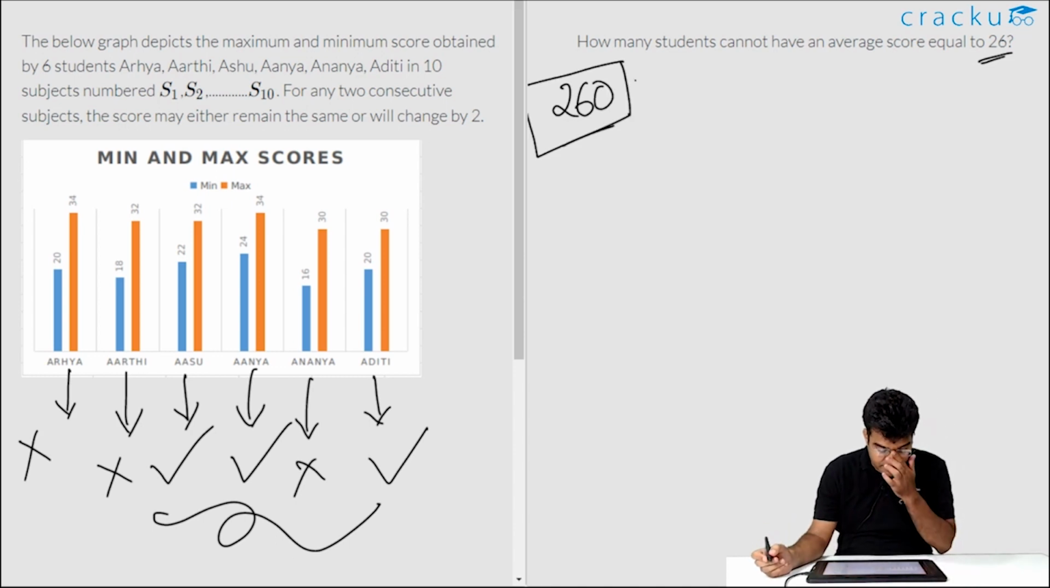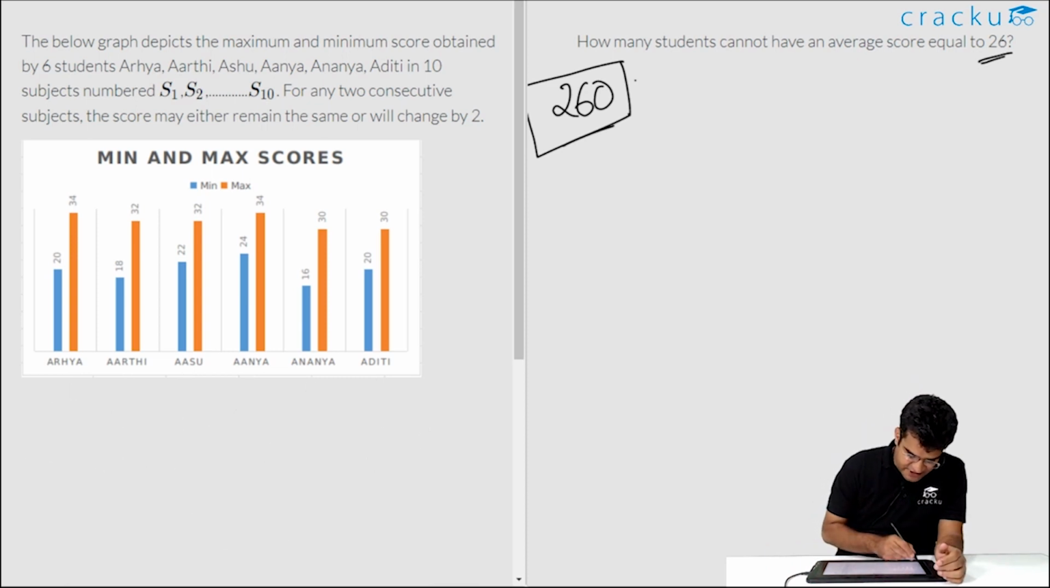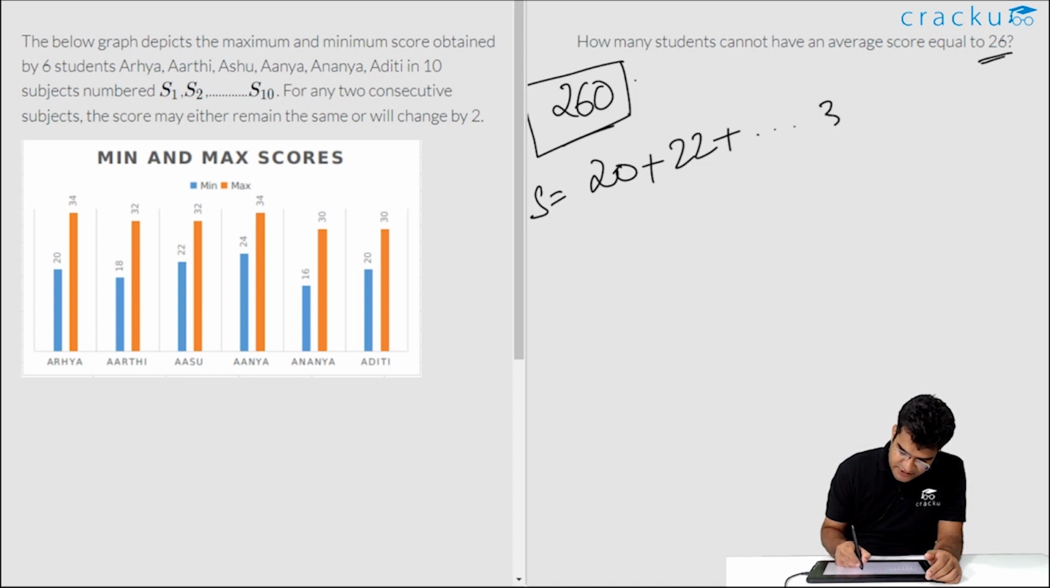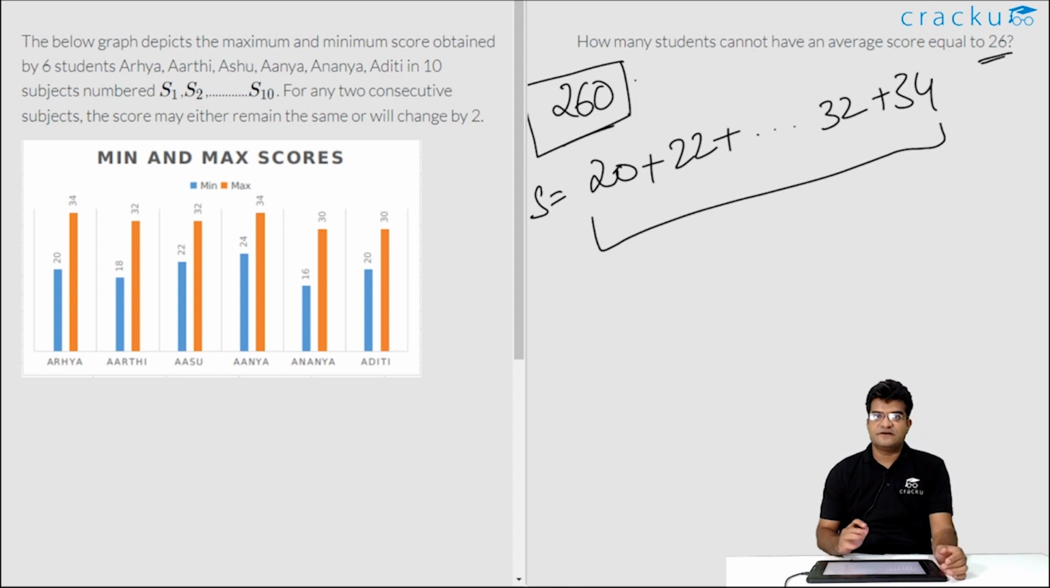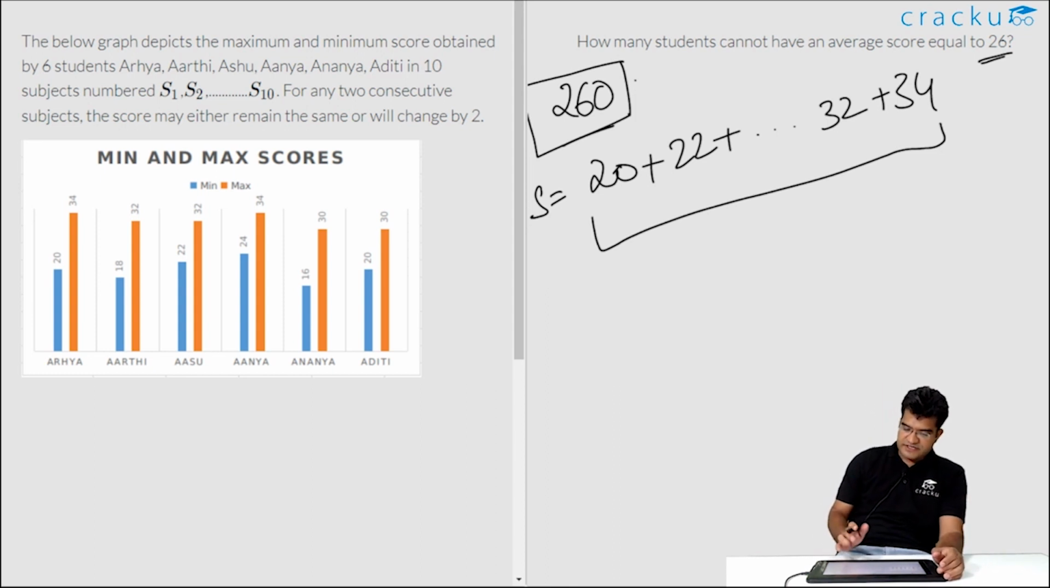Now, for that, let us first again start with Arya. She has 20. If we are looking at her sum, there will definitely be 8 subjects where the sum is 20, 22, ... 32 and 34. These 8 scores will always exist for her. Now, she has only a reserve of 2.